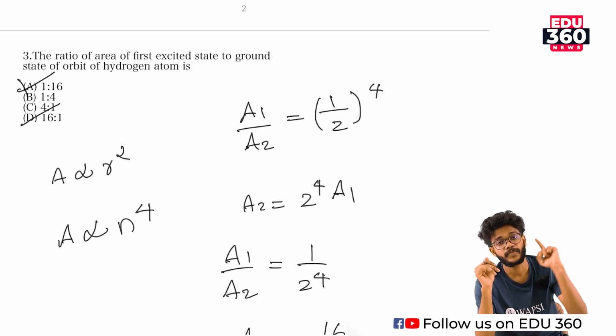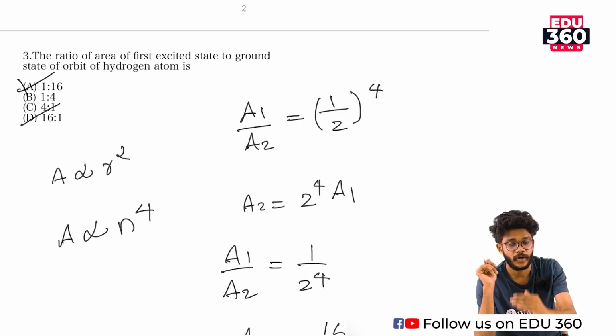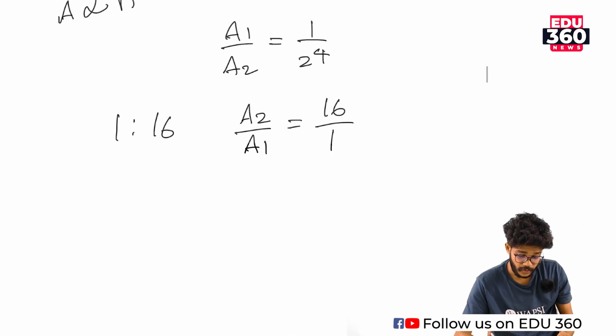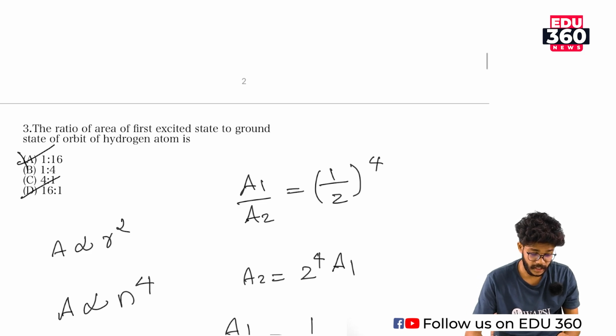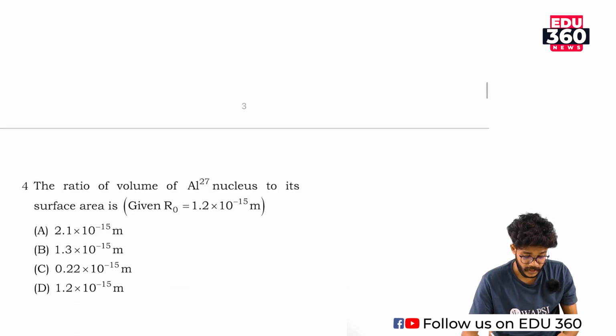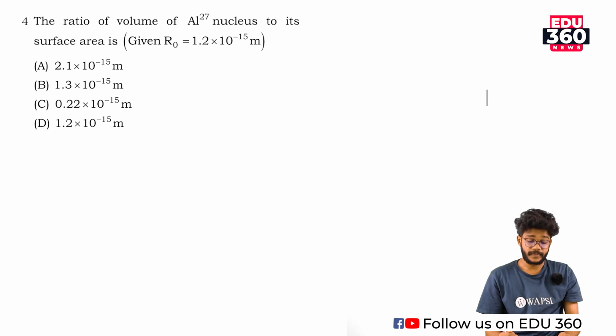So the upper side will be the area contributed by n equal to 2, and the lower is the area contributed by n equal to 1. Okay, so a2 by a1 is 16 by 1, which is option D, the correct answer. And we can move to the fourth question.